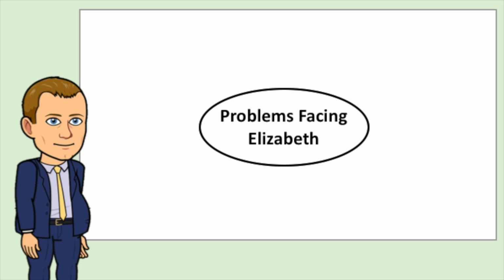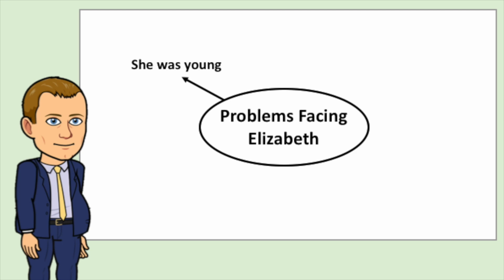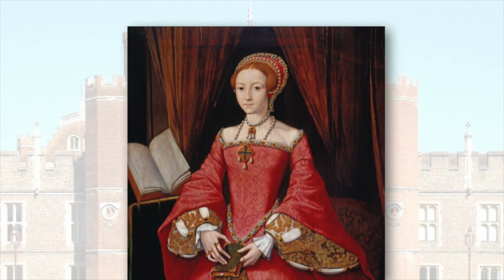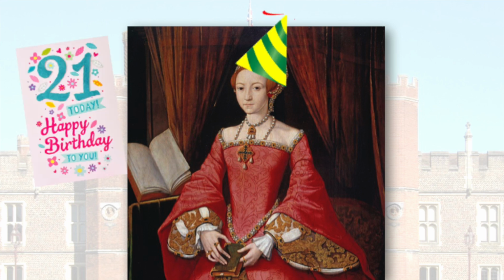This is going to be a quick rundown of the problems faced by Elizabeth when she took the throne, so here we go. Our first problem was that she was young. Elizabeth became monarch despite being well educated in arts and language at the age of just 21. She did not have the experience that many other monarchs had.